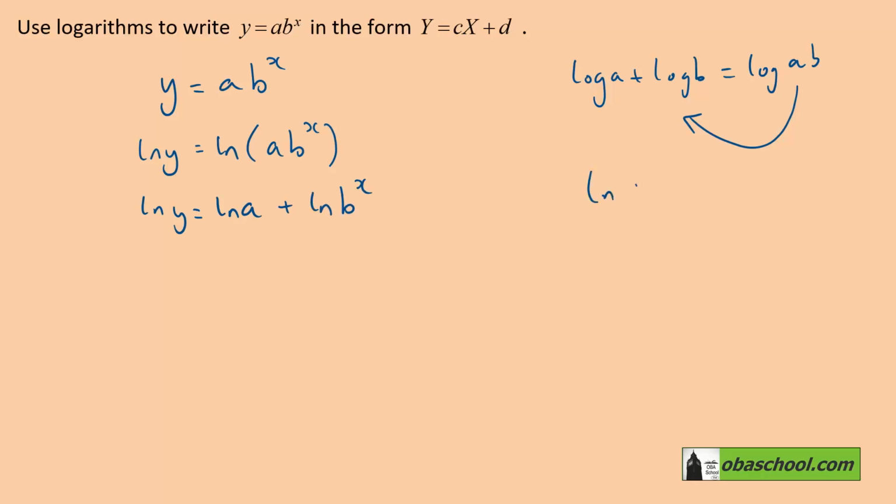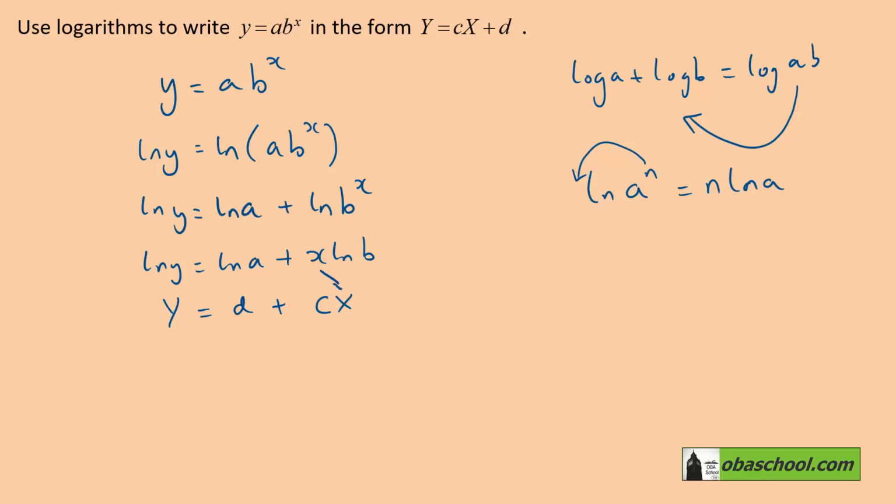And then we'll use ln a to the n is equal to n ln a, or log, and that means the power just drops down in front there. So we get ln y is ln a plus x ln b. And that is of the form y equals, in this case, d plus cx, where x is the big X, ln b is the gradient, ln a is d.